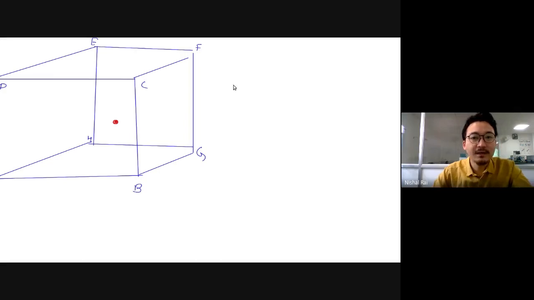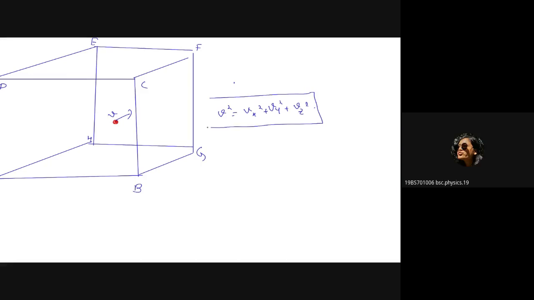Now, can I write the magnitude of velocity like this? The particle, or molecule, is moving with velocity v. Clear? Now this velocity can be written as v square equals vx square plus vy square plus vz square. Is it clear or not? Yes, sir.